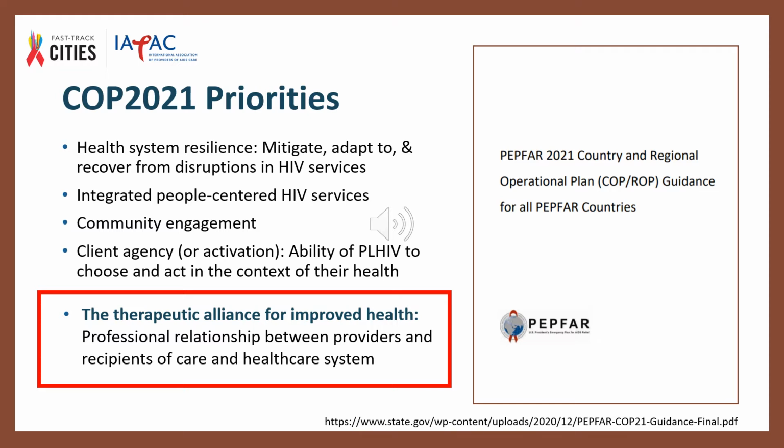In year 4 of our Fast Track Cities project, we are focusing on COP21 priorities. These include health systems resilience to mitigate, adapt to, and recover from disruptions in HIV services, integrated, people-centered HIV services, community engagement, and the new concept of community agency or activation, which is the ability of people living with HIV to choose and act in the context of their health. Also, a new concept is the Therapeutic Alliance for Improved Health, which is the professional relationship between providers and recipients of care and the healthcare system.